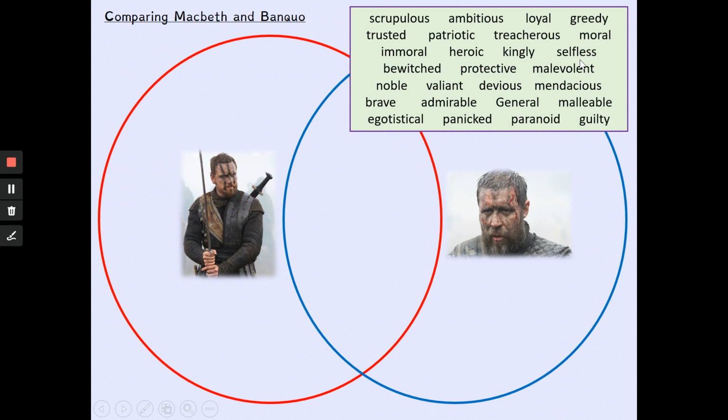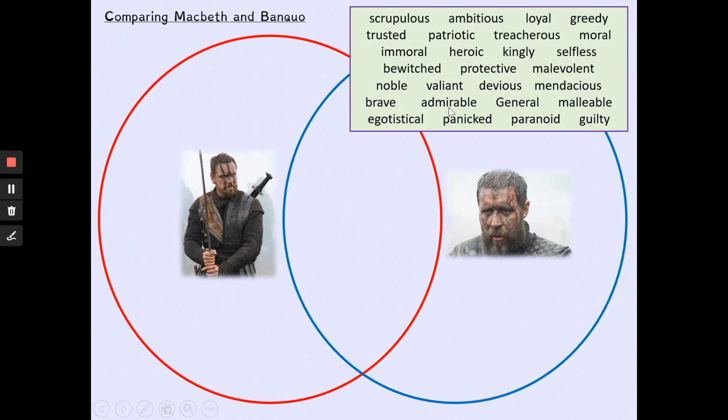Selfless, well, that's definitely Banquo. Bewitched is Macbeth. Protective is Banquo, largely, if you think about him being protective of his son. Macbeth is protective of the crown, and that's what kind of undoes him. So that could be both. Malevolent means evil, so that's going to be Macbeth. Noble, well, they're both described as noble. Valiant, the same. Devious, Macbeth. Mendacious, which means lies a lot. Well, that's Macbeth and Lady Macbeth.